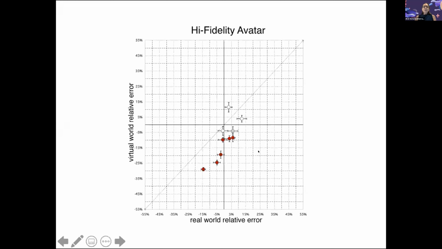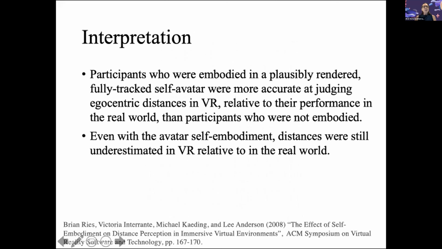So this slide shows the results for the participants who were embodied in the avatar that I showed you earlier, and they did consistently better. So distances are still being underestimated, overall. I mean, we've got the few that are spot on, and we've got the most that are under the line. But the underestimation is less severe when the avatar embodiment was provided.